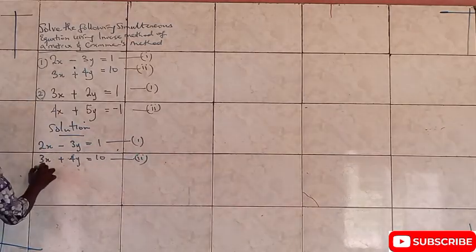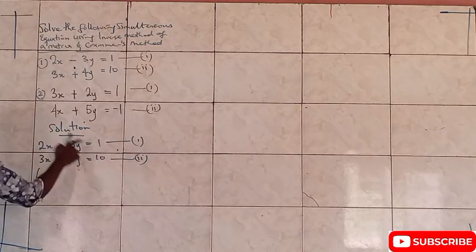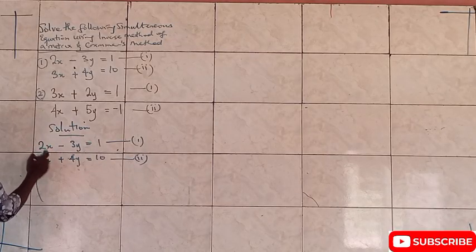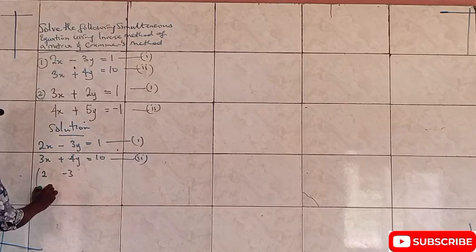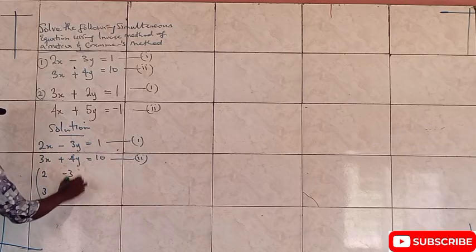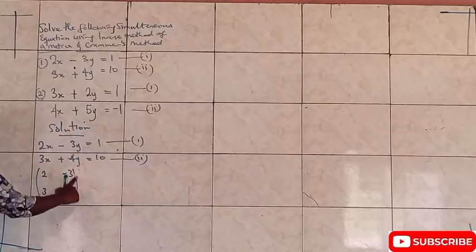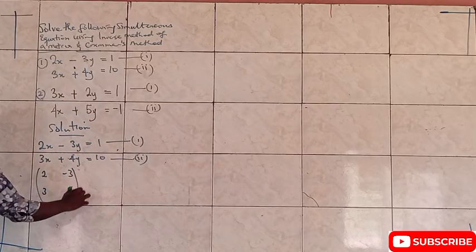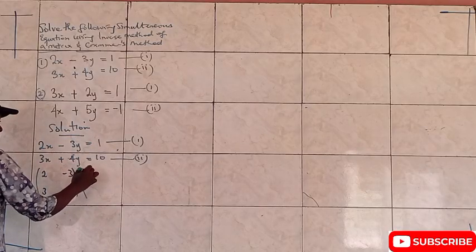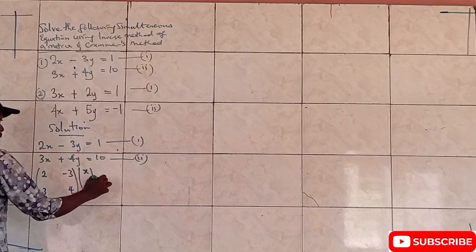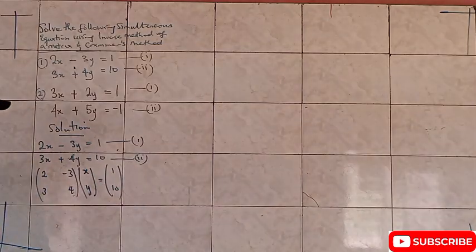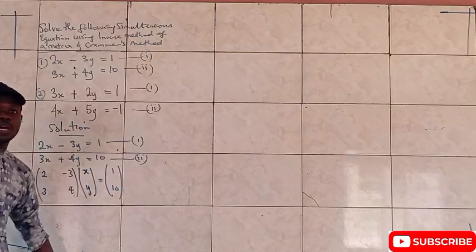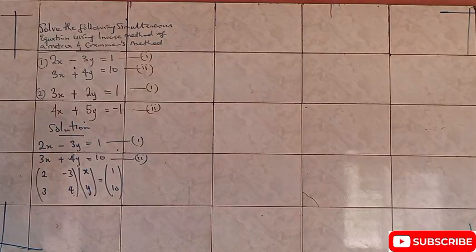What's my first method? Let me crop out the coefficients embedded here. What is the coefficient of x here? 2. Of y here? Minus 3. Of x here? 3. Of y here? 4. Close it up. That was the first thing I did in my model. Then, bring back my x and bring back my y. Then, followed by my constants, 1 and 10. That's your first step. There's no need to cram anything. Just follow the way I'm doing it, then you'll be very, very fine.